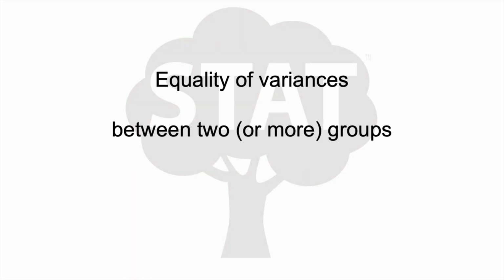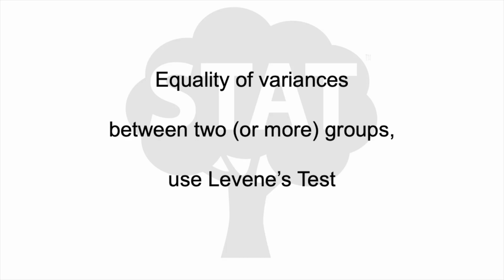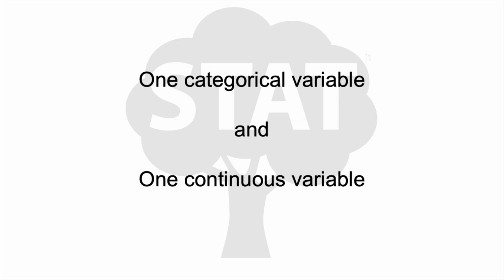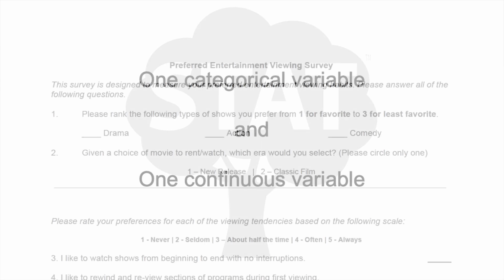To test whether two or more groups on a continuous variable in sample data meet the assumption for equality of variances, the Levene's test of equality of variances would be appropriate. You will need one categorical and one continuous variable to run this test.